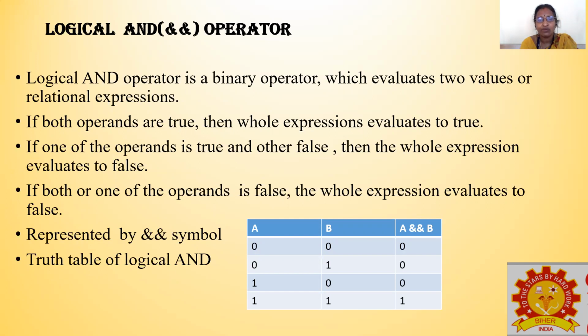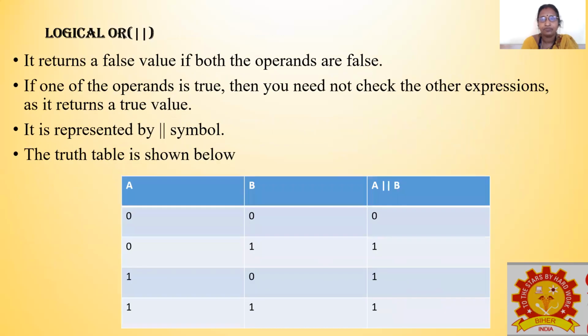For A and B values: A equal to 0, B equal to 0, A and B is 0. A equal to 0 and B equal to 1, the value is 0. A equal to 1, B equal to 0, A logical and B is 0. A equal to 1, B equal to 1, A logical and B is 1.